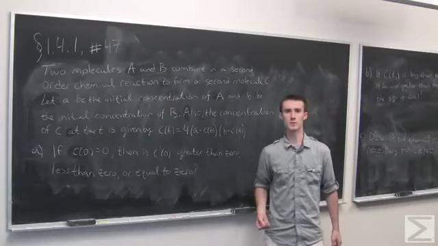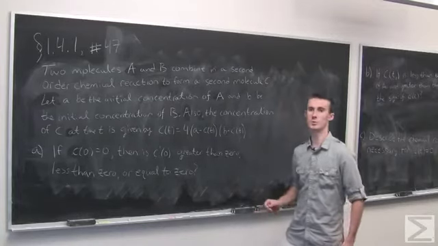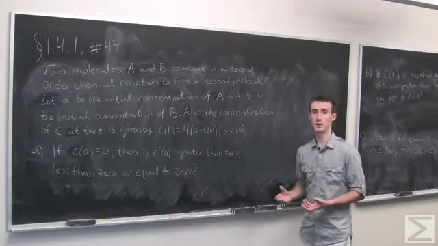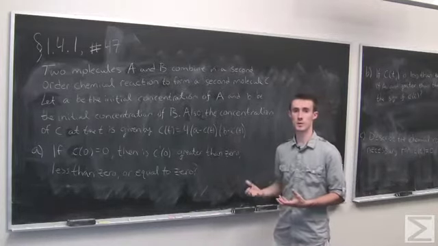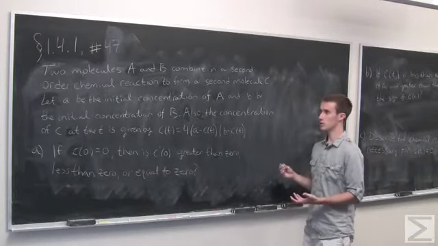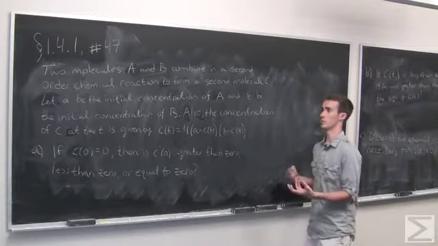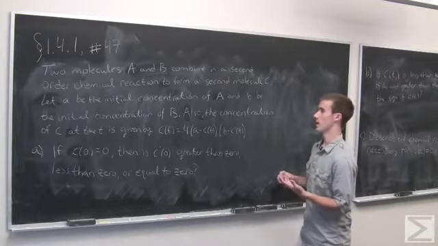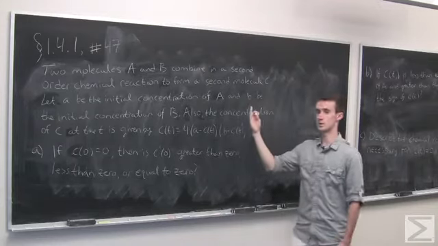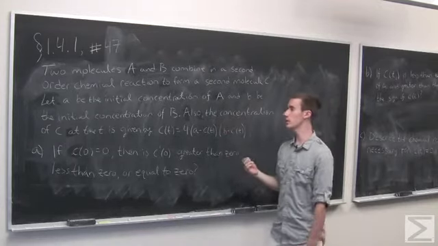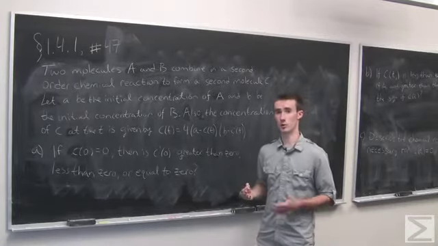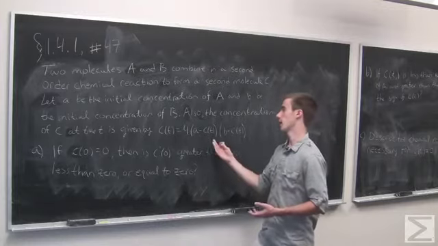Problem number 47 of section 1.4.1 is a chemistry problem. We're given two molecules A and B that combine via a second order chemical reaction into a third molecule C. We're given the initial concentrations of A and B, so small a is the initial concentration of A, small b is the initial concentration of the molecule B. And we're given a formula that describes the concentration of the third molecule C at any given time.